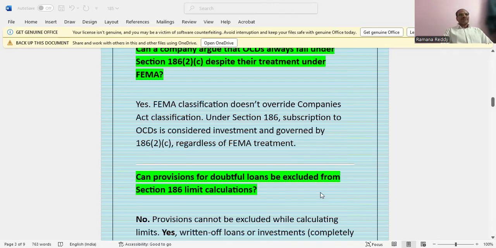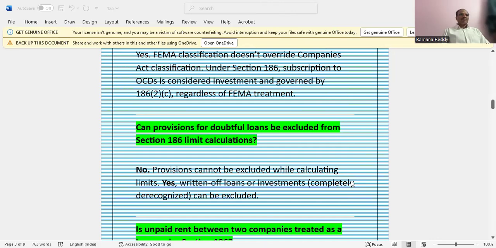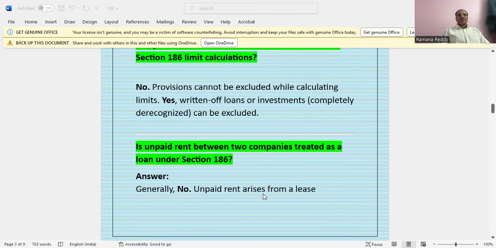Can provisions for doubtful loans be excluded from Section 186 limit calculations? Answer is no. Provisions cannot be excluded while calculating limits. Yes, return of loans or investments completely de-recognized can be excluded.